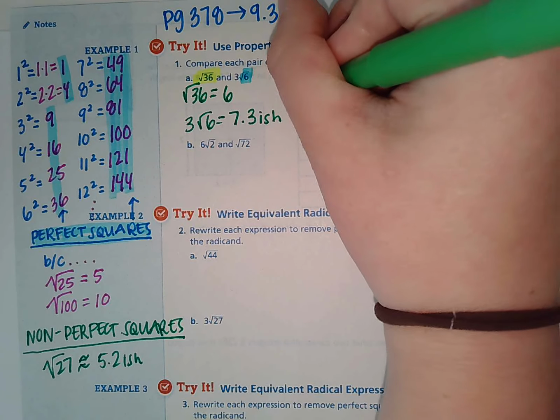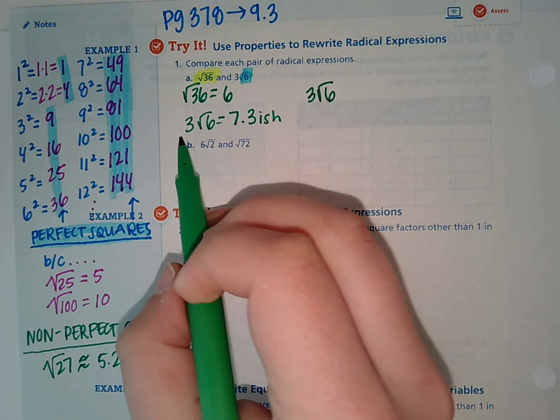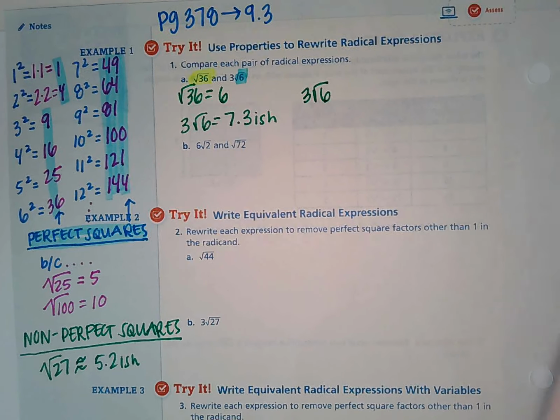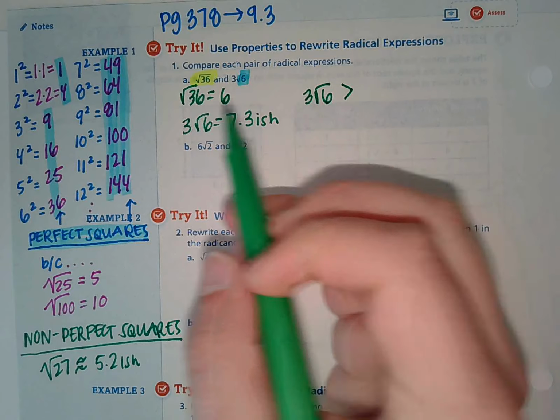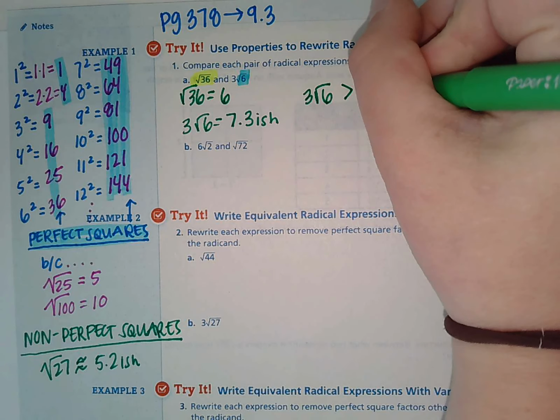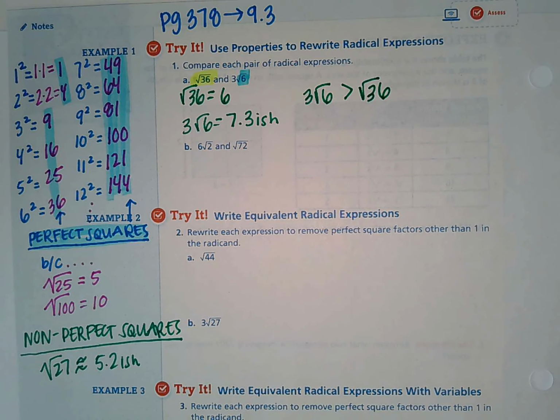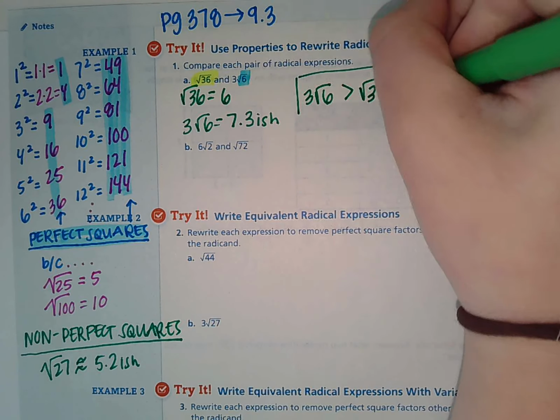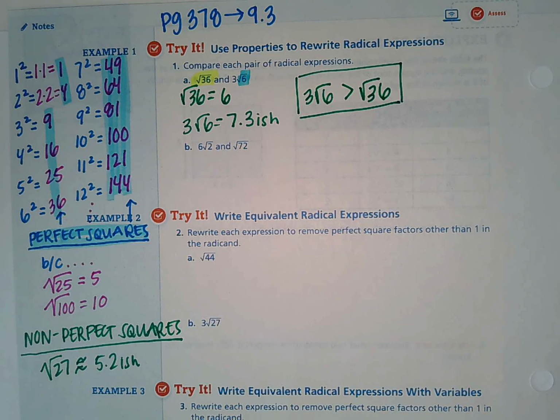So if we wanted to write our final statement, my 3 radical 6 had a value of around 7. So that's greater than my value of radical 36. So I think this is just what we're going to answer as our first question here.